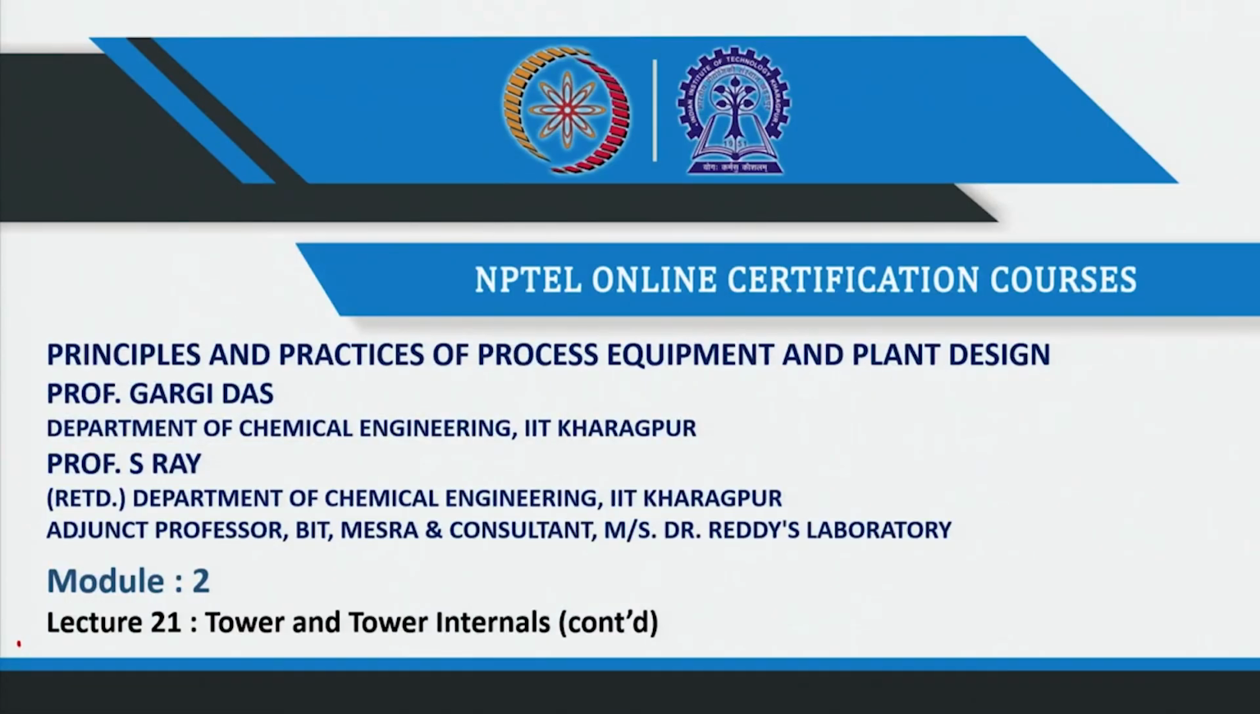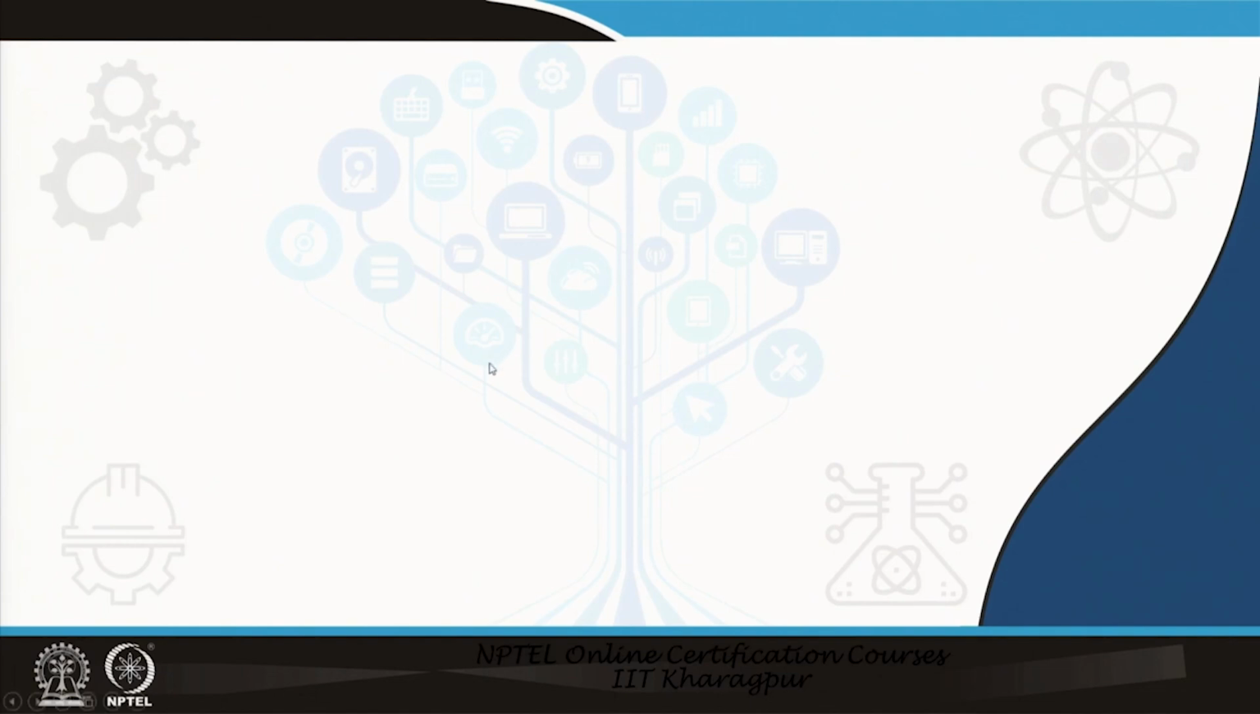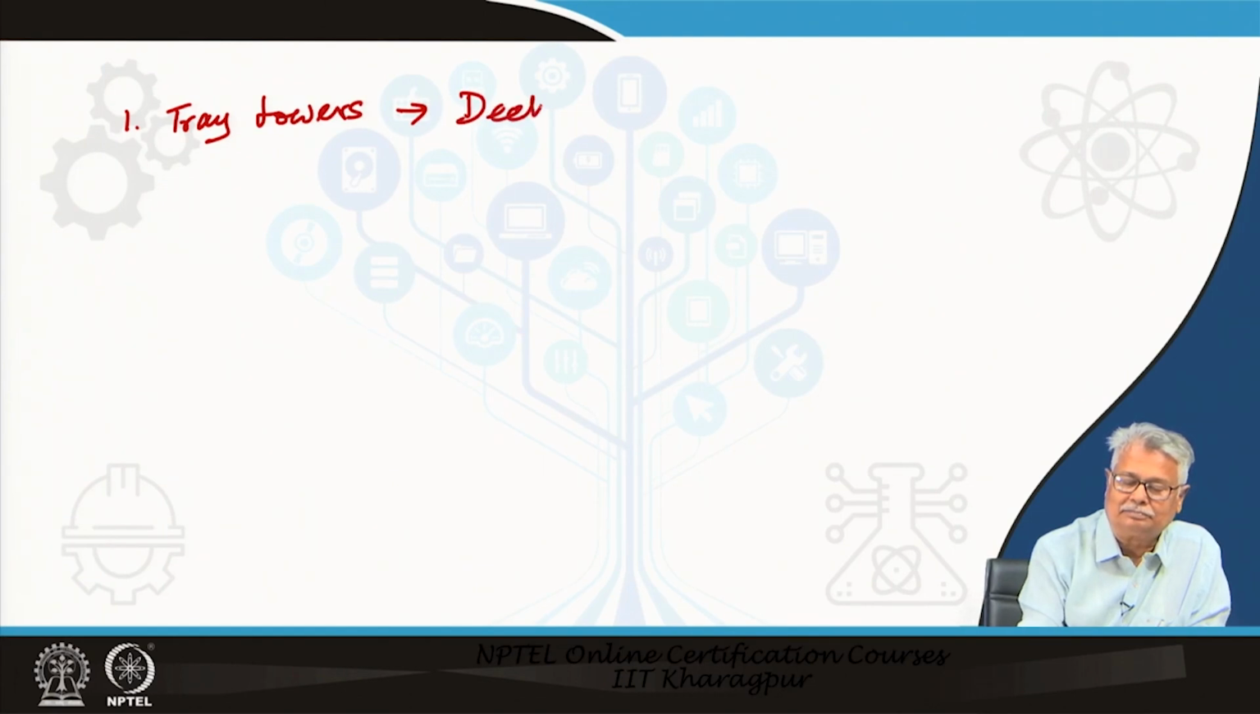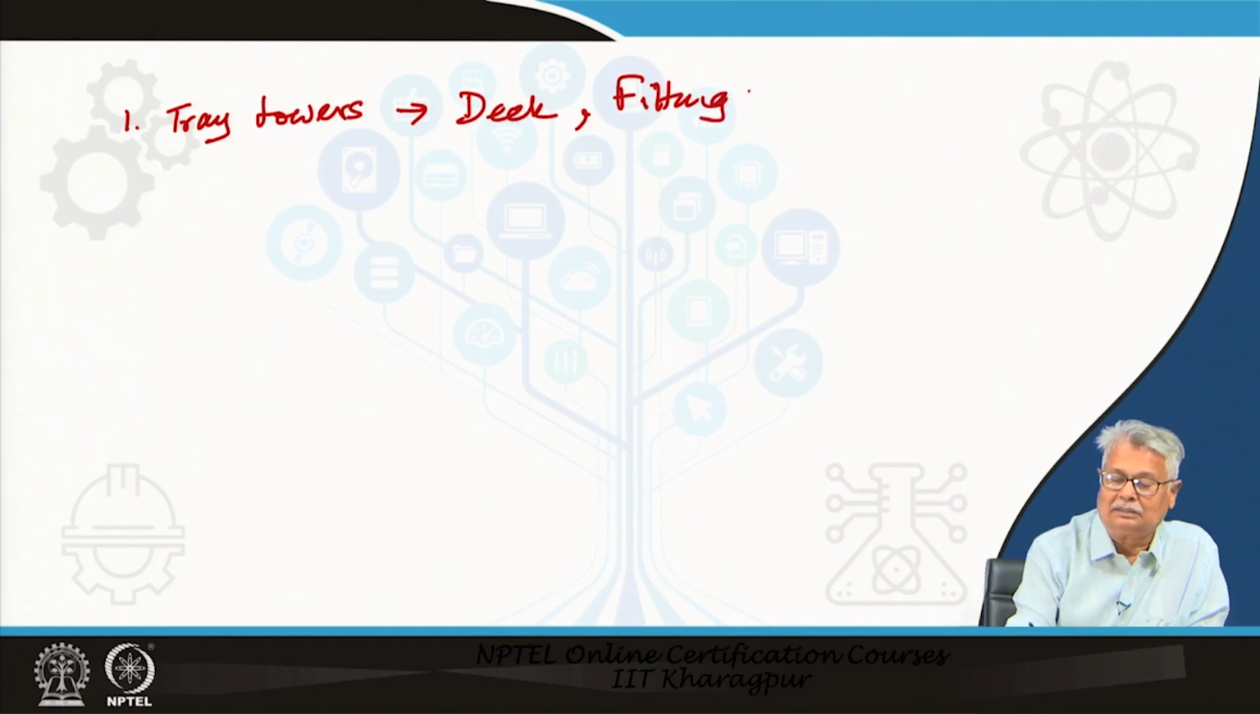We are going to continue with the topic tower and tower internals. To start with, we have a little bit of recapitulation. That means what we have talked so far includes the tray towers, and whenever we say tray towers, it means the deck, it means the fittings, which we did not discuss in the last class, but we will do it today, and the vapor dispersers.